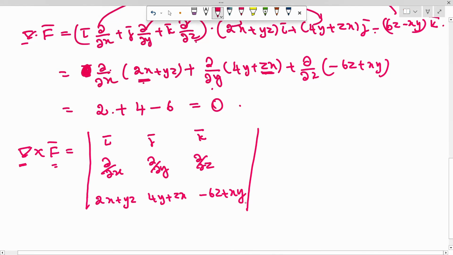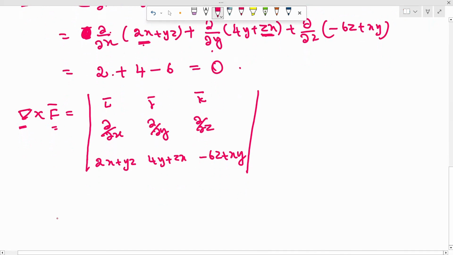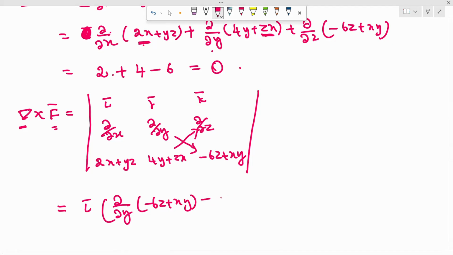First we have to write the determinant, and then we can expand the determinant in the usual way. Now we are going to expand this one. i vector into dou by dou y of this, dou by dou z of this: dou by dou y of (−6z + xy). In the cross you have to add one negative sign: dou by dou z of (4y + zx). Okay, first term.